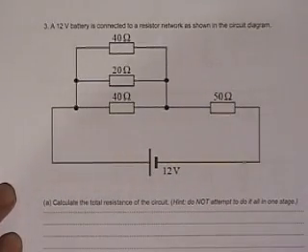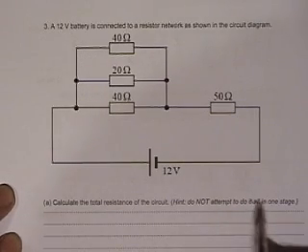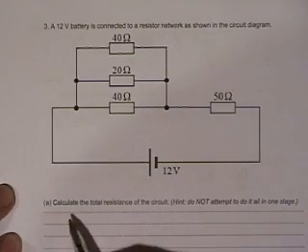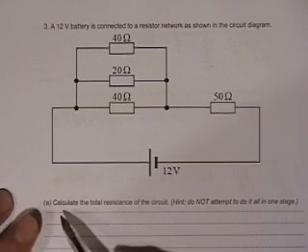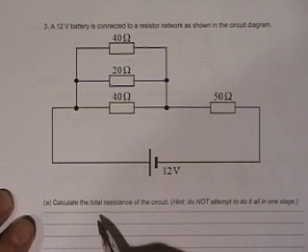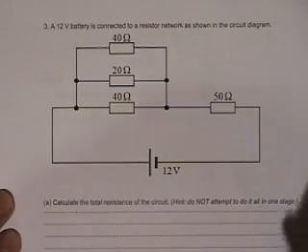So for question 3, for the first part, calculate the total resistance of the circuit. And it does say don't attempt to do it all in one stage. Quite a lot of people did try and do it in one stage and got all sorts of mix-ups. Even though they got the right answers, they ended up writing things that simply weren't true, or that didn't say what they thought it said. So it's much better to be methodical.